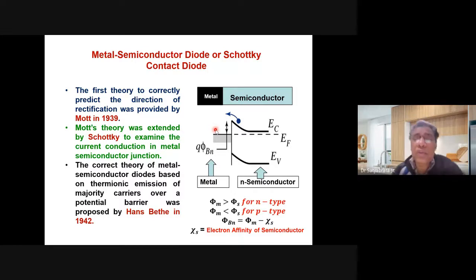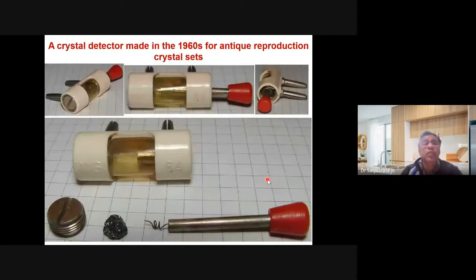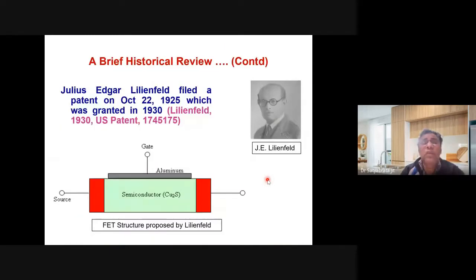Right. So this theory of the metal semiconductor junction was established completely around 1942. The rectifying nature or point contact diode characteristics are well explained by using this theory. Now these are some of the devices.